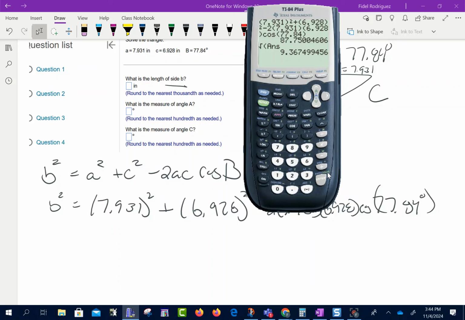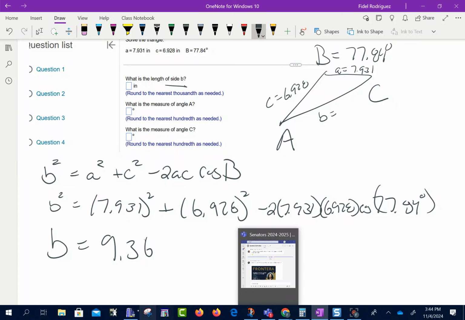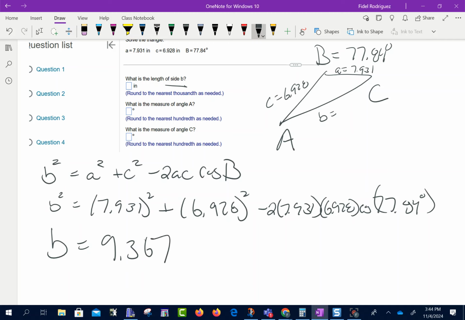So my B, y'all, what I'm coming up with here, it says round to the nearest thousandth. Y'all, that means 3 decimal places. So my value of B should be 9.367. Oops, let me make sure. 367, right? 367. Okay, so right here, y'all, B is 9.367. Okay, next thing we want to know, can we find the measure of angle A?